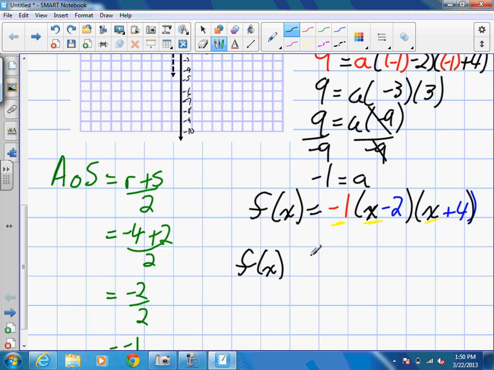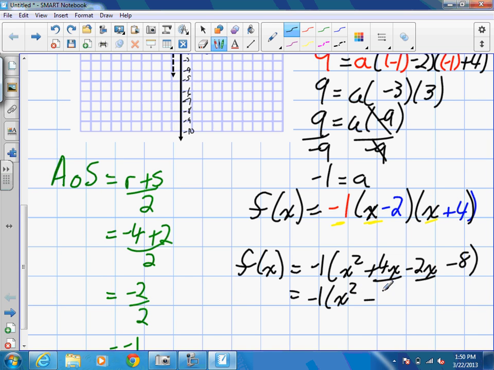x times x is x squared. x times 4 is positive 4x. Negative 2 times x is negative 2x. Negative 2 times 4 is negative 8. Okay? We simplify our two middle terms. We still have the negative 1 on the outside: x squared plus 2x minus 8. I have to distribute the negative 1, and we're going to get negative x squared minus 2x plus 8.